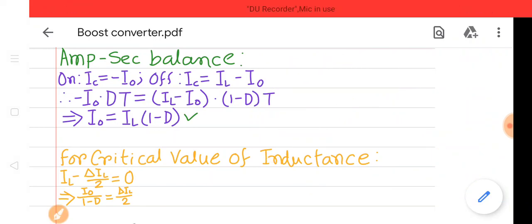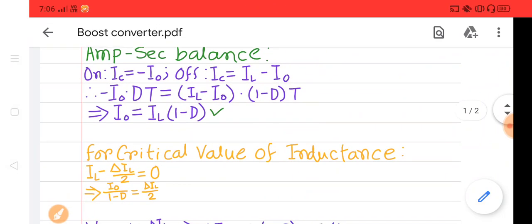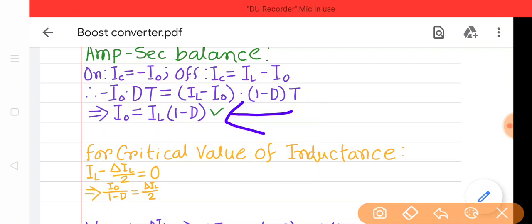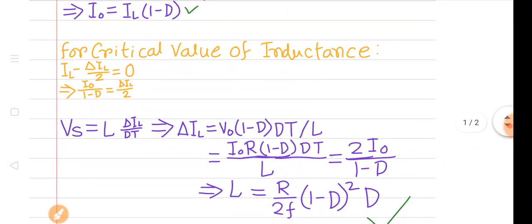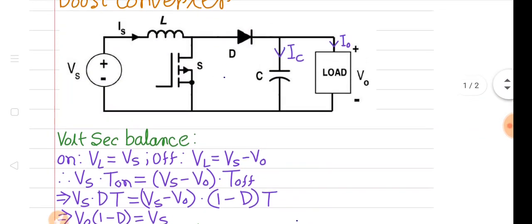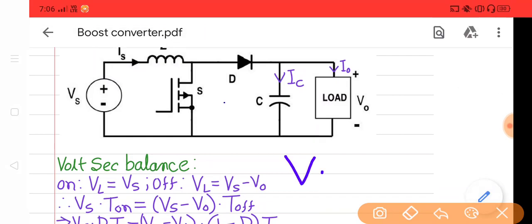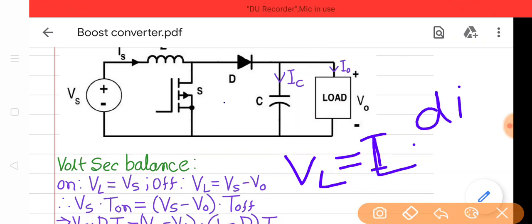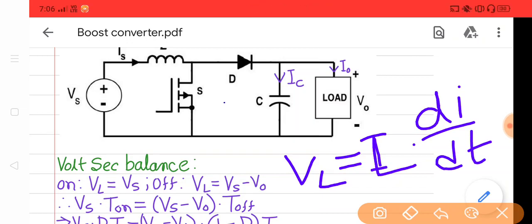Now from this equation, we know that IL equals IO divided by 1 minus d. So this equation will become this equation. Now see here, we know that the voltage across the inductance VL equals the inductance L multiplied by di dt, the rate of change of current with respect to time.